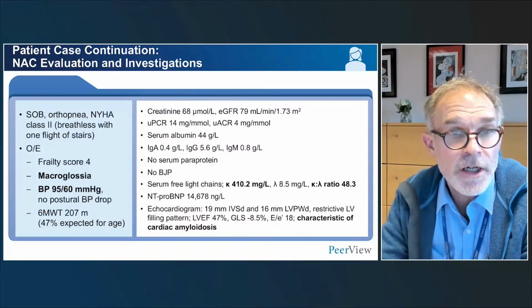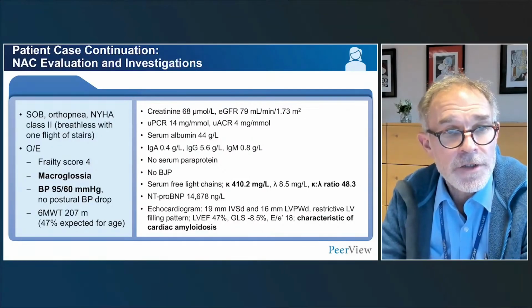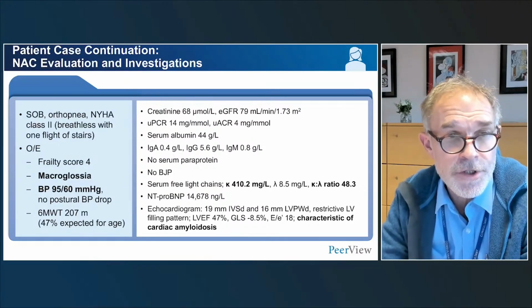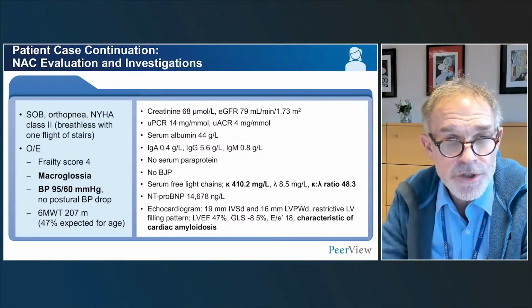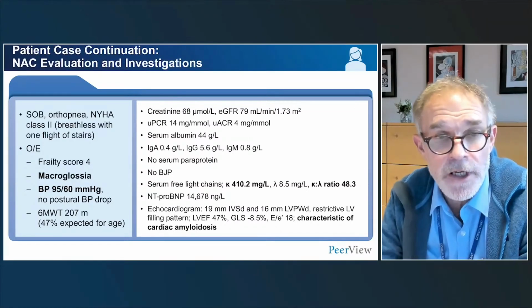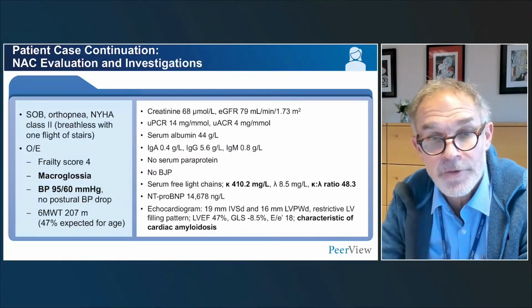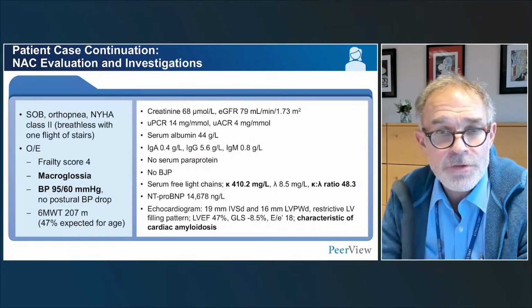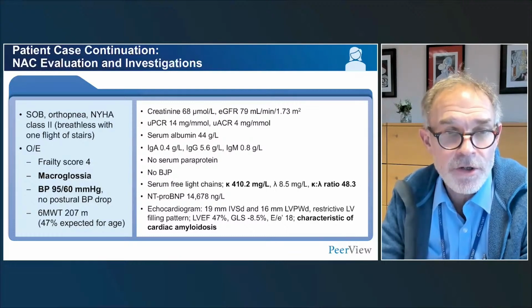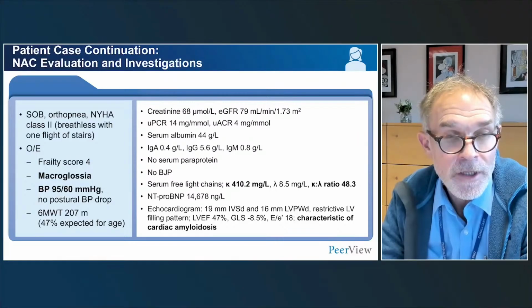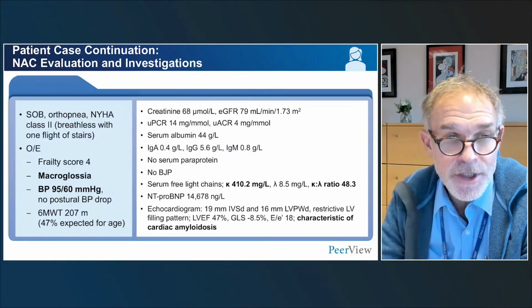You can see her test results there, and I draw your attention to her serum free light chain assay, which showed a kappa serum free light chain concentration of 410.2 milligrams per liter and a lambda of 8.5, which results in a kappa lambda ratio that's very, very abnormal of 48.3. And that indicates that she has a monoclonal protein in the bloodstream.